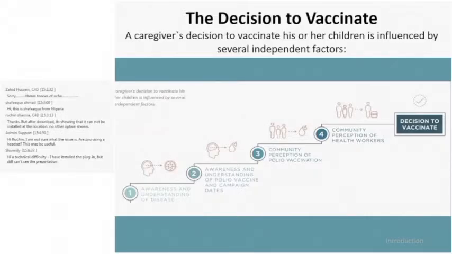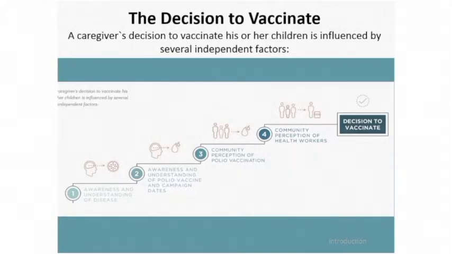The third step is on the community perception of the polio vaccination. Usually we all face situations when the community is less receptive, less accepting of the polio vaccination. This is when we start to see symptoms of refusals, of drop-outs, of absence, as well as other hidden reasons that are reported under the independent monitoring.